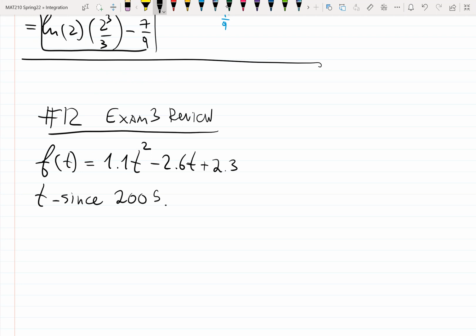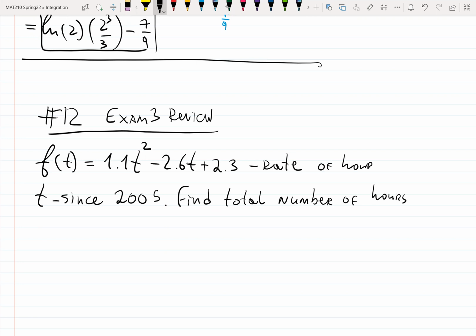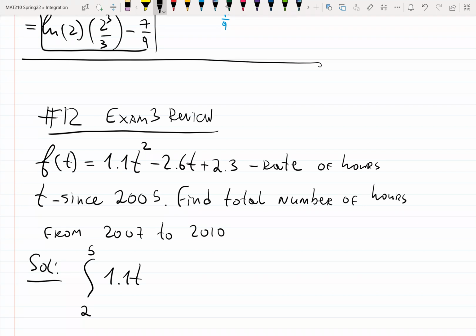So this is the rate, right? Rate means this is a derivative of a function. Then they tell you to find the total number of hours when this is the rate, videos per hour, from, and then we give you the range 2007 to 2010. What is your job? It is to integrate. Integrate from 2 to 5, 1.1 t squared minus 2.6 t plus 2.3.